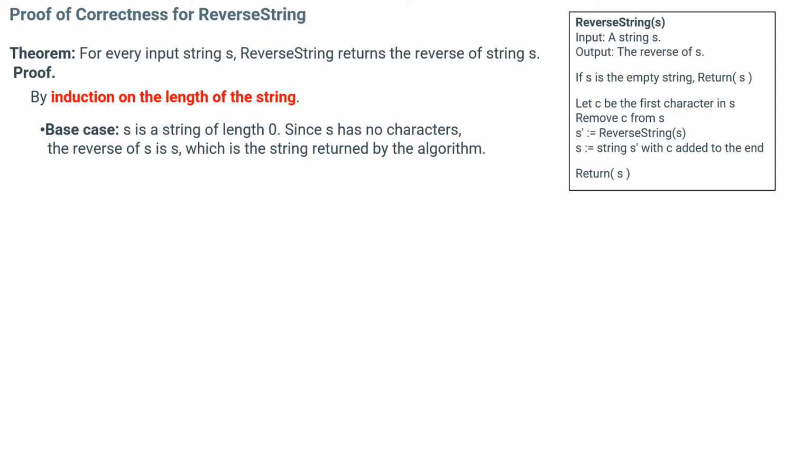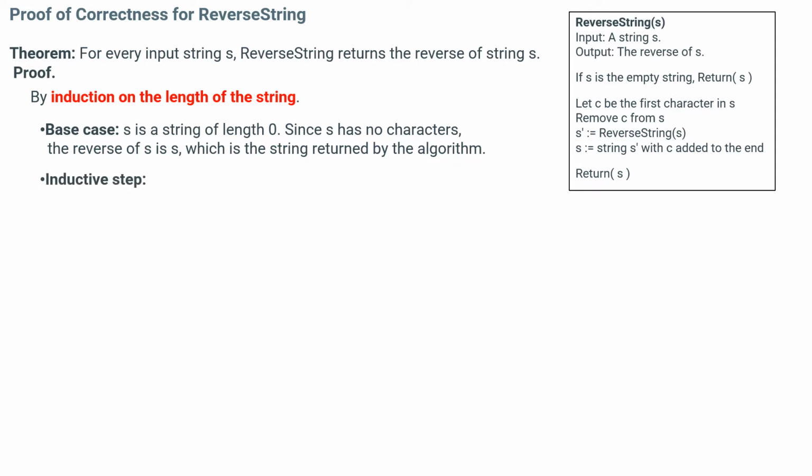So let's start with this base case of the string being the string of length 0, which has no characters. So the base case: S is a string of length 0. Since S has no characters, the reverse of S is S, which is the string returned by the algorithm, right? It is kind of a trivial case, but the reverse of nothing would be nothing. So yes, this works for when S is just that very simple empty string.